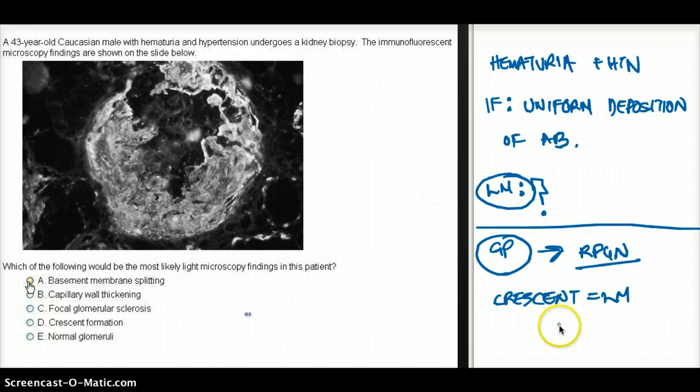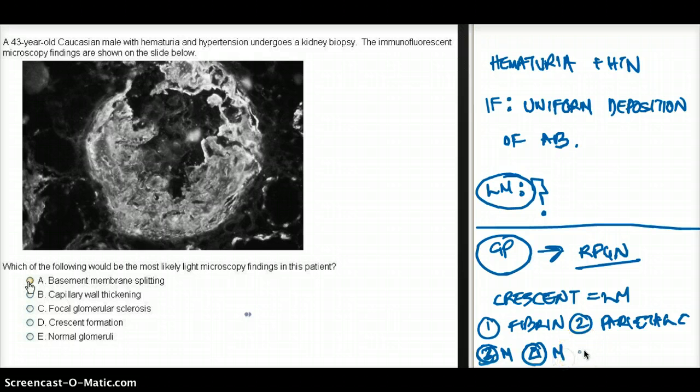What is a crescent really made up of? Crescents are made up of a couple of things. Crescents are made up of mostly fibrin. Crescents are made up of parietal cells, right? Crescents are made up of monocytes. Crescents are made up of macrophages. Crescents are made up of plasma proteins, for example, IgG and C3b. These are what crescents are made up of, right? So those are the presentations for RPGN.